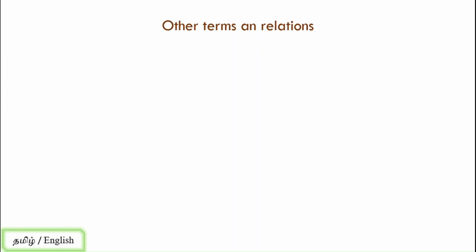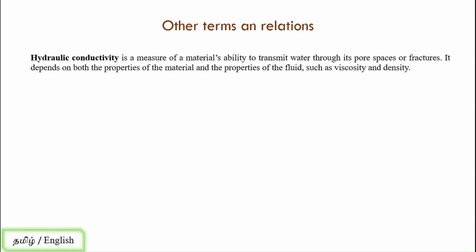So now we are going to see other terms in groundwater or hydrogeology and the relationships between these terms. The next term is the hydraulic conductivity. Remember, you have studied about permeability, right? It is the ability of a rock to transmit water. This is somewhat similar to that, but the main difference is that hydraulic conductivity is a measure of a material's ability to transmit water through its porous space or fractures. It depends on both the properties of the material and the properties of the fluid, such as viscosity and density. Okay, so the difference is here.